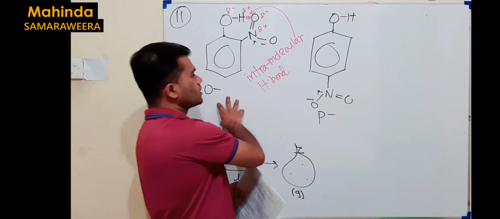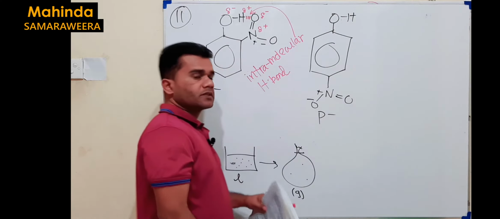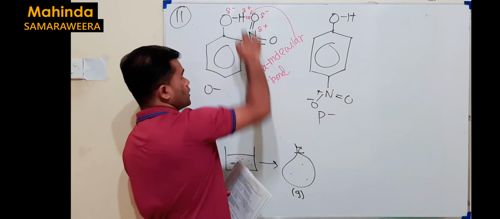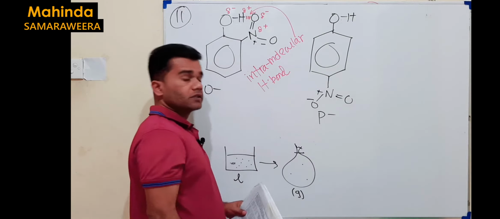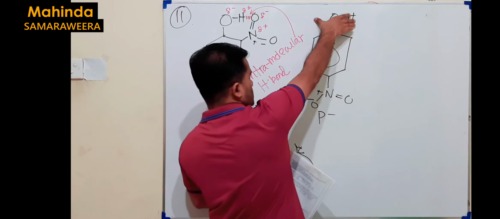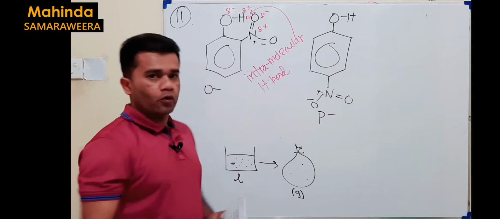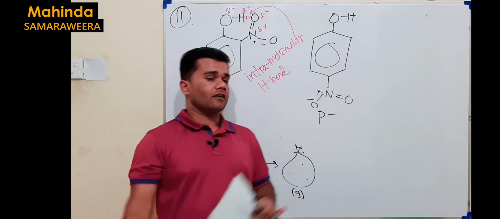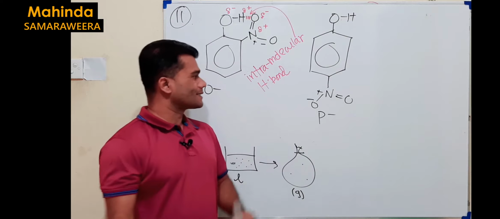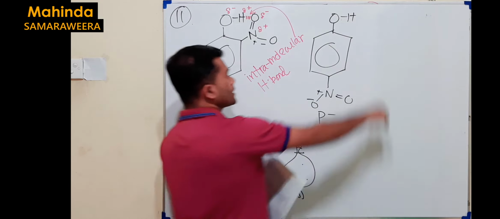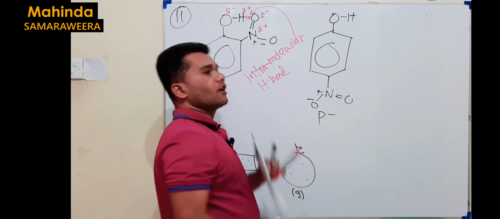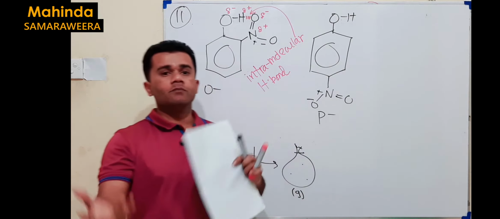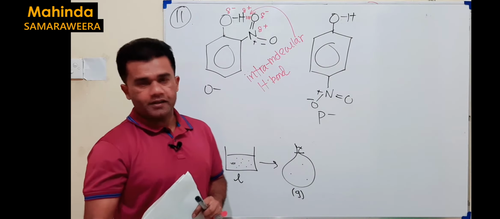But what happens in the para compound? Do we have a chance to make an intramolecular hydrogen bond in paranitrophenol? No. Why? Because the OH and NO2 groups are far away from each other. Since the distance is long, they can't make an intramolecular hydrogen bond. So the OH group is free, and it's available for intermolecular hydrogen bonding.